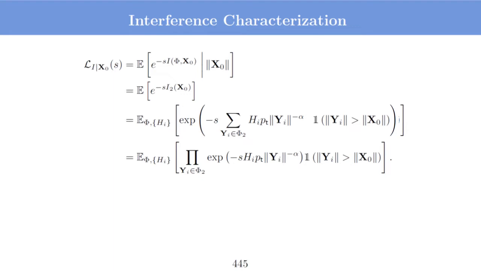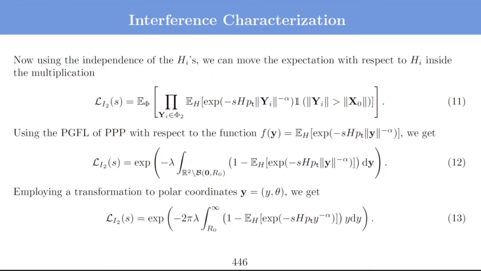So this is a marked point process, so you have to compute the expectation with respect to hi and phi both. Now because the exponential of a summation can be written as the product of exponentials, the same thing you can write as multiplication over all yi of exponential minus s hi pt norm yi to power minus alpha multiplied by the indicator that norm yi is more than norm of x0. Now we can directly apply the marked Poisson point process PGFL, or we can do it by fundamental steps also. So what I do is condition on yi, the hi's are independent, so I take the expectation with respect to h inside of the product term.